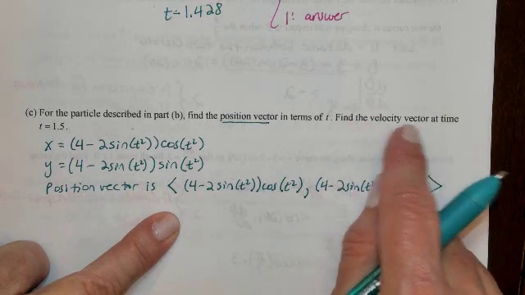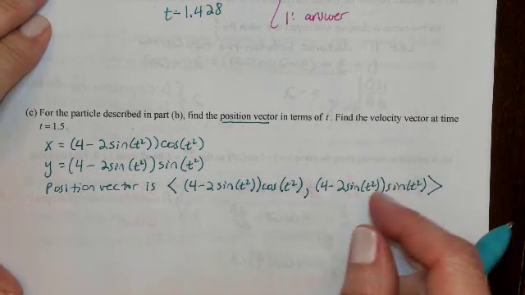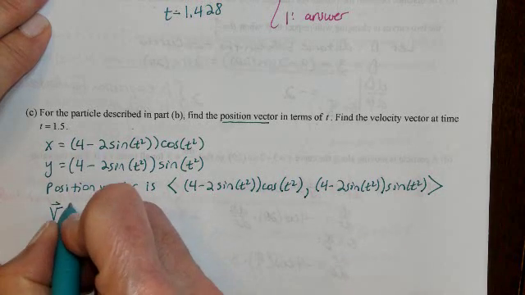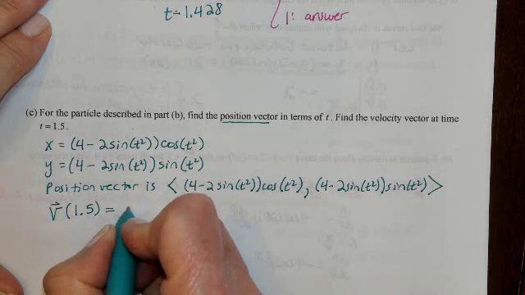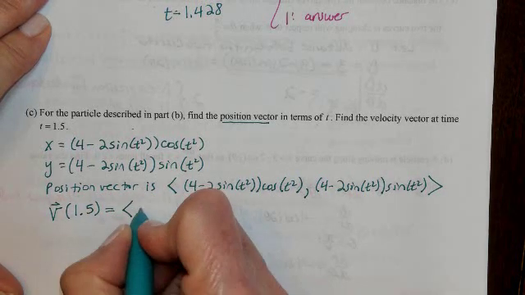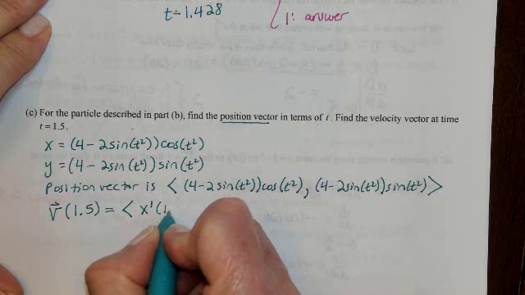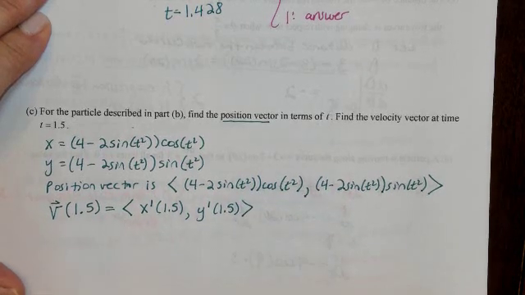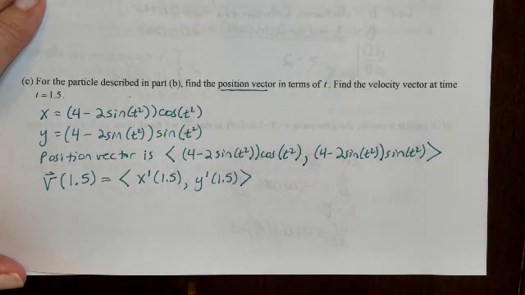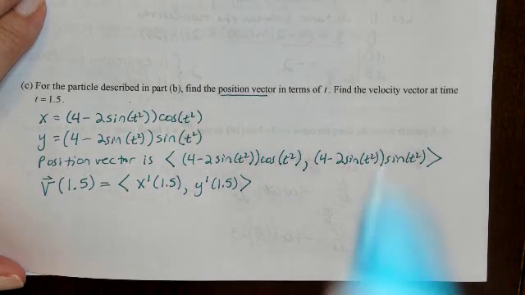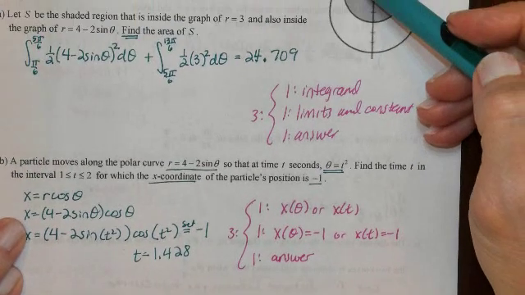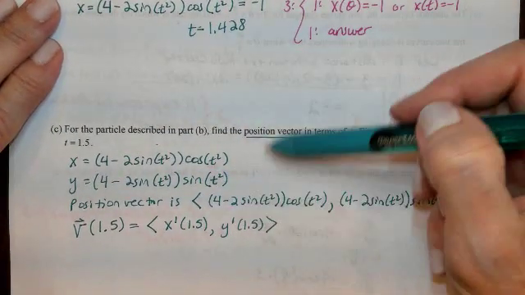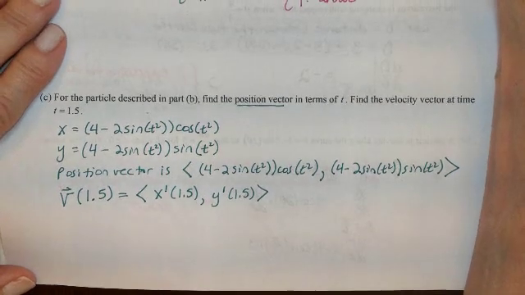Now we want to find the velocity vector. Well, I need to say what I'm doing. So the velocity vector at time 1.5 is equal to x prime at 1.5, comma, y prime at 1.5. So we're using our knowledge of vectors here too. So this, what started out as a polar problem, did a really, really good job of combining polars with parametrics and vectors here. Okay? This goes to show you what they can do.